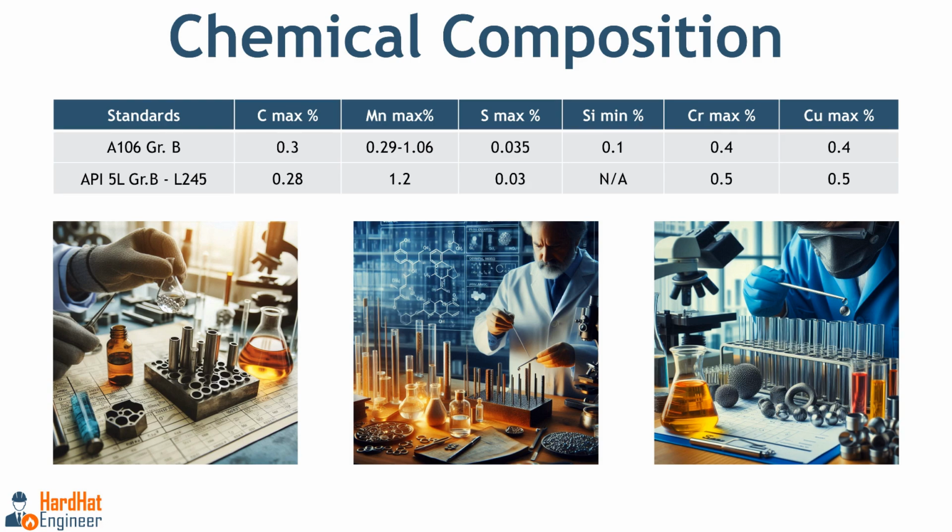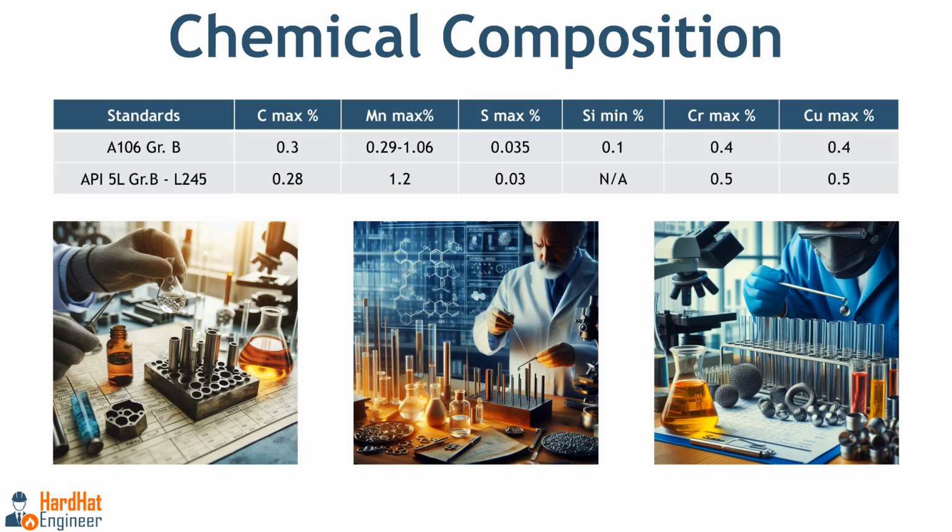Now, here on this table, you can see the key chemical composition of A106 and API 5L grade B. Starting with the carbon content, A106 grade B has a slightly higher maximum carbon content of 0.3%, whereas API 5L grade B is limited to 0.28%. This slight difference can influence the strength and weldability of the materials, with higher carbon content generally increasing strength but reducing weldability.